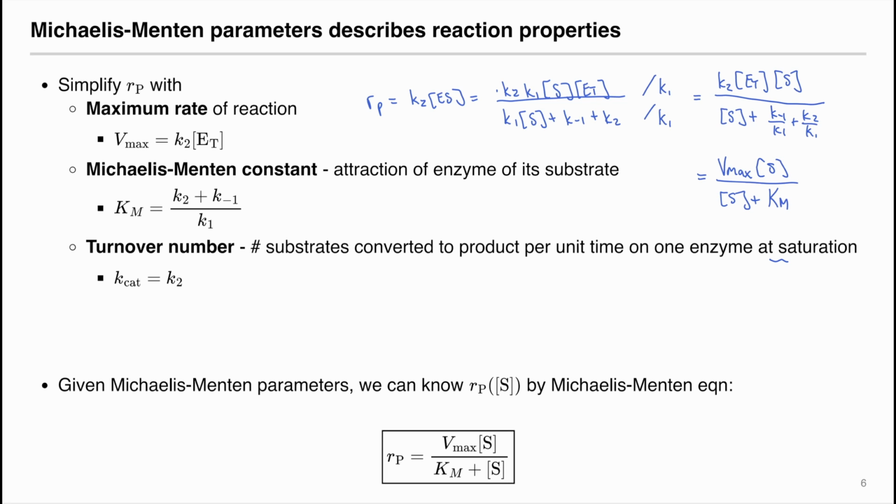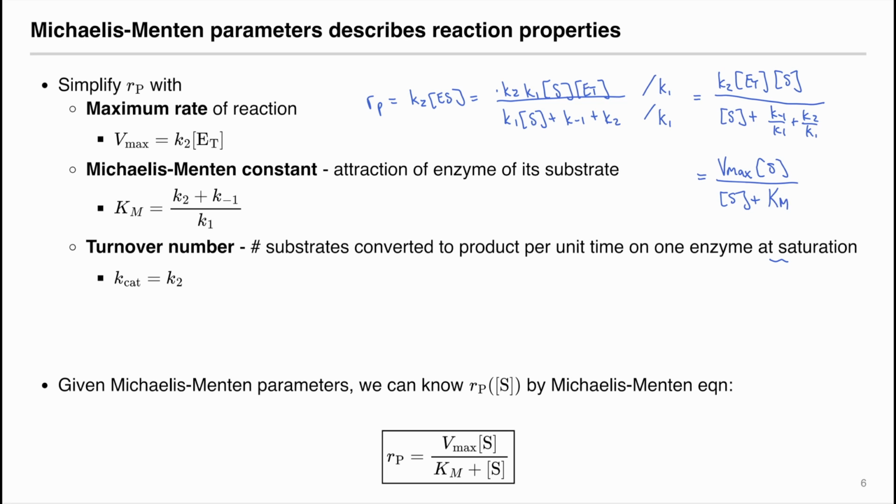So now we have derived the Michaelis-Menten equation where the rate of production is equal to maximum rate times the substrate concentration divided by the substrate concentration plus the Michaelis-Menten constant.